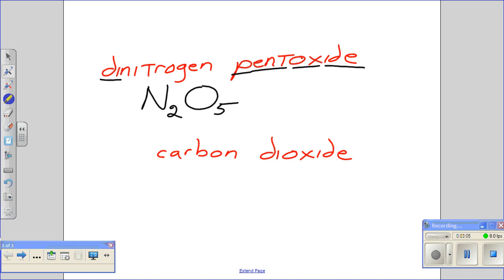Carbon dioxide. There's no prefix out here, so that tells me it's got to be mono, so I'll just have 1 carbon. Then I've got the ox again, so I know that's an O. And the di will come down as a 2. So it's CO2.